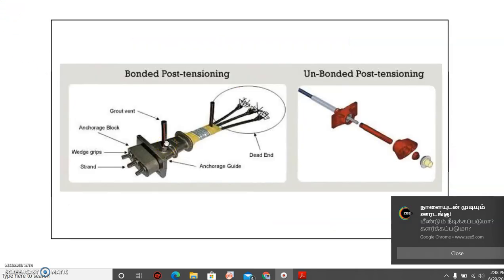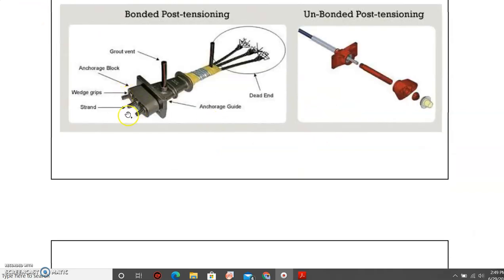So now we can see bonded post-tensioning and unbonded post-tensioning. In bonded post-tensioning, there is a special vent. This is called a grout vent. Okay, this grout vent is used for grouting purposes. After hardening of concrete and after tensioning of tendons, the grout is injected through this vent. But in the case of unbonded post-tensioning, there is no such provision. It is only anchored with the help of anchorage. Okay, here also there is an anchorage block, but there is no vent here.